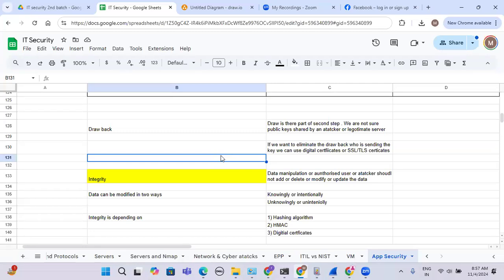So the web application firewall is one of the tools. Obviously the SIEM tool is another tool, and database activity monitoring is another tool. So these are the couple of tools we have to use.